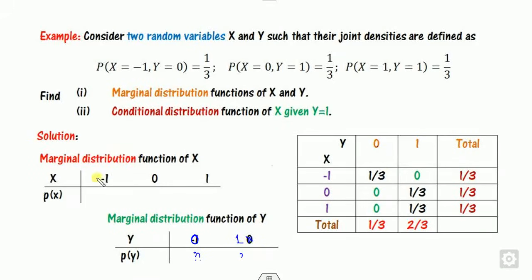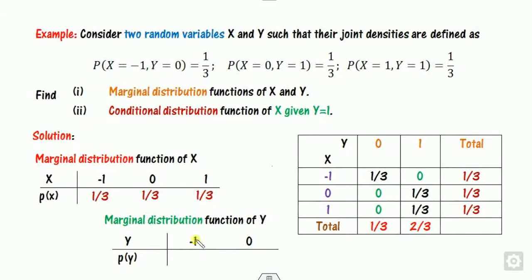What is the meaning of this? x is equal to -1. What is the definition of marginal? It is the collection of all those y's. So for x is -1, the entries are (-1, 0) and (-1, 1), and the total is this. This is the answer corresponding to x is -1. x is 0 means the total of this, x is 1 means the total of this. This is the marginal density function of x, and you can check that the sum of these values is 1.